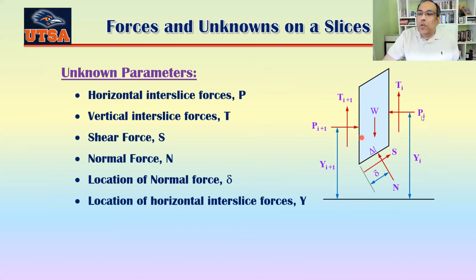Okay. Also, the location from here to here, where this one is working, that's the yi and yi plus 1. That's the way we move to the next slice, on the right side, which would be yi plus 1 and then yi plus 2. That's the way we do that one. Okay. The location of the normal force delta and the location of the horizontal interslice force y.